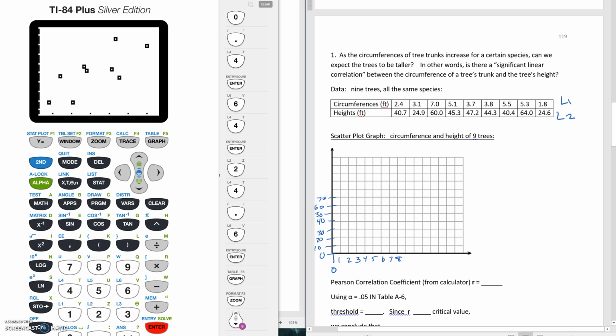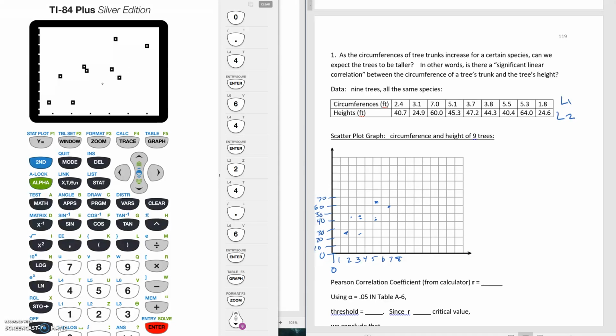Okay, so we'll do the first one. So we have 2.4 and then 40.7. So we'd go to about where 2.4 is and then go up to where 40.7 is and put a dot. Okay, for the next one, so we'd go 3.1, so just past 3. Oh, it erased that last one. Okay, so 3.1 and up to 24. So we'd put a dot there. Now I'm going to pause this and fill the rest of it. Okay, so I filled in our scatter plot, and we can see that these are roughly positive.